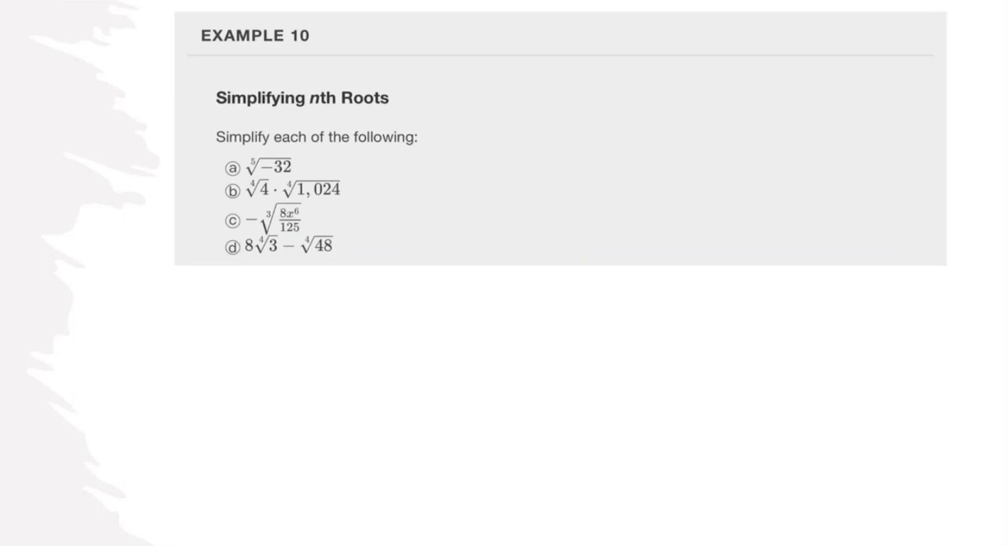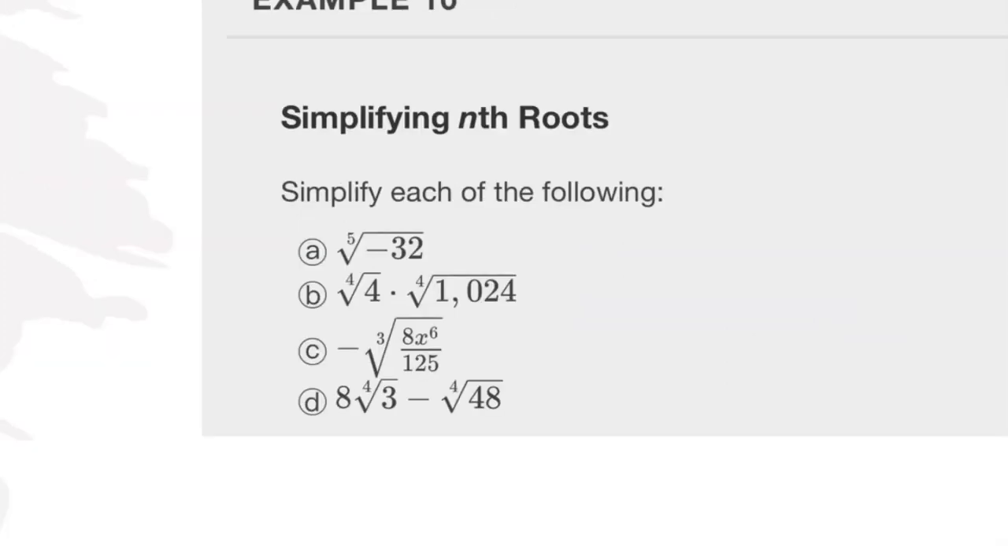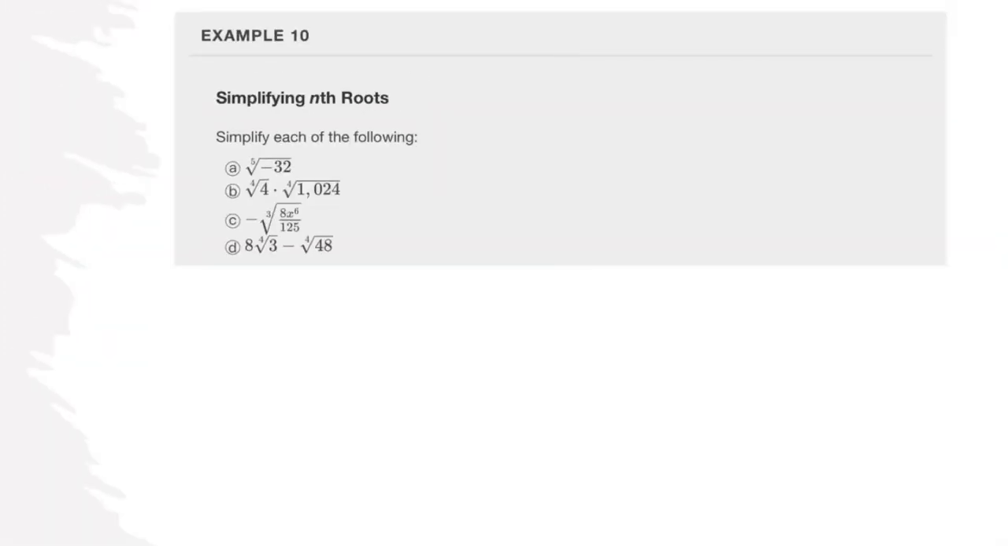Here we're asked to simplify each of the following. Now 32 is a perfect power of 5, because 32 is 2 to the power of 5. With part A, because the index is 5, we're looking for groups of 5. Let me say that one more time: for part A, because the index is 5, we're looking for groups of 5. Every time we get a group of 5, that counts as one whole number on the outside.